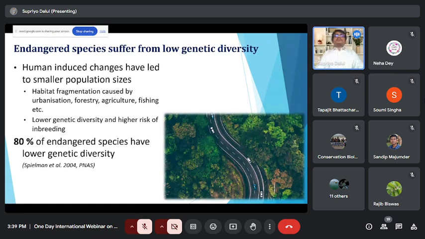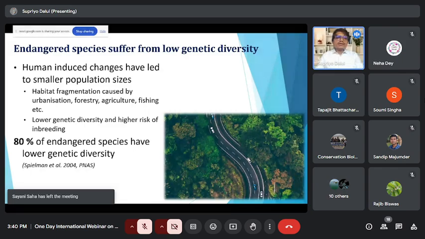So endangered species suffer from low genetic diversity. So আমরা যখনই wildlife conservation এর কথা বলি, we always try to focus on the endangered species. And we all know that based on IUCN category, there are different categories. So vulnerable, endangered, and critically endangered. So যখনই আমরা endangered species এর উপর কাজ করি, like for me, I have worked on red panda.